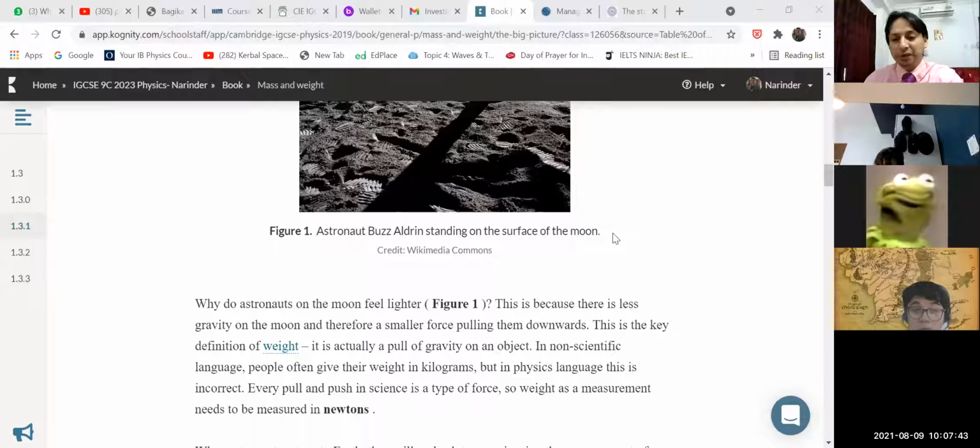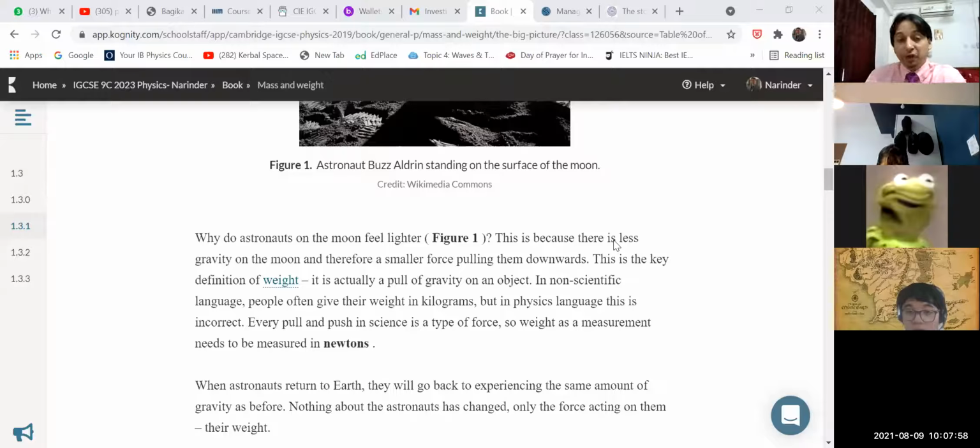What is the simple answer? Satria, why do they feel lighter or heavier on the moon? There's less gravity pulling them down. Yeah, your answer, that we know. Yeah, so you have given the answer. It means you have some background information about gravity.